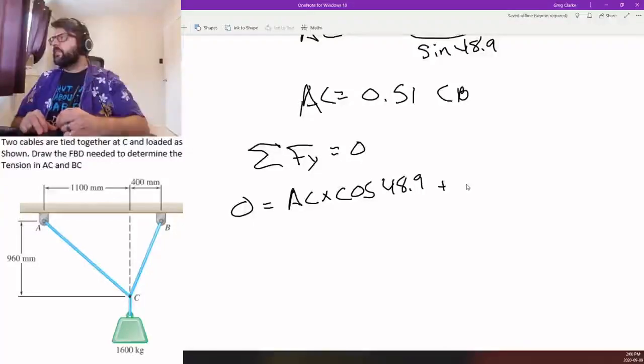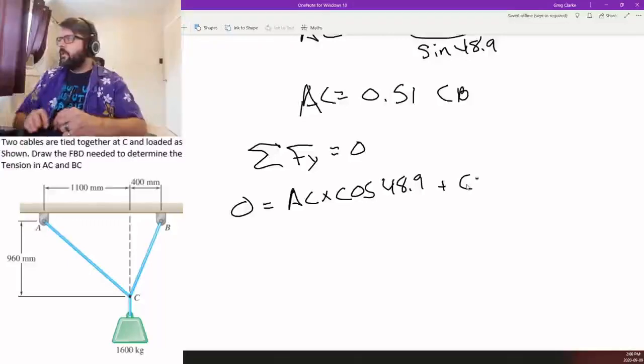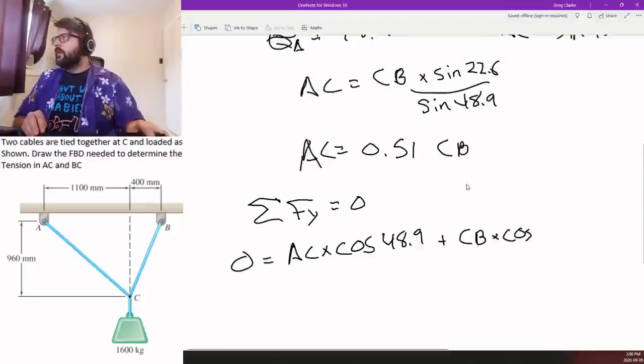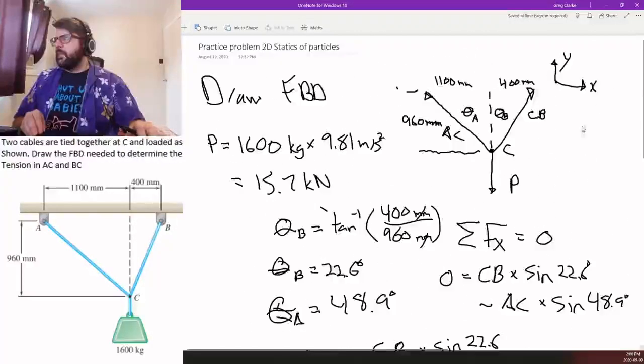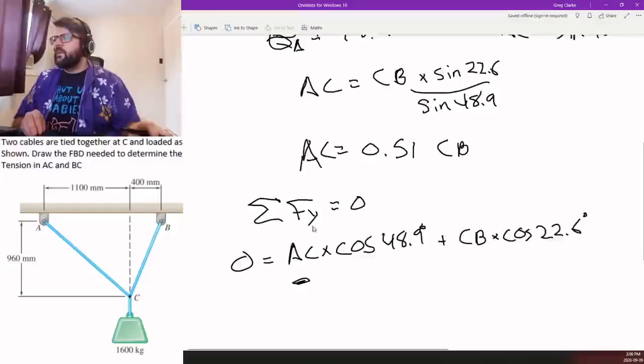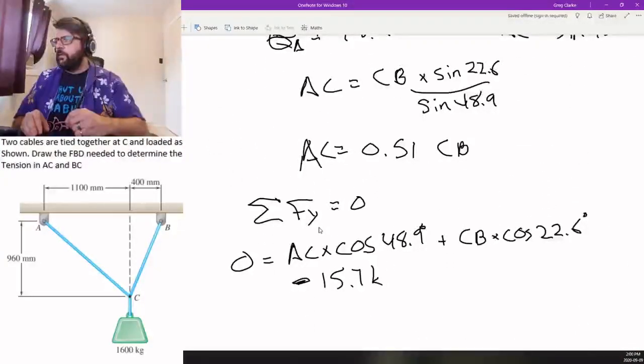So we're working with AC times cos of 48.9 plus, and again I'm adding plus because both of these are acting in the positive direction. They're both indicated as being in the positive direction, and they both actually are going to be in the positive direction. So plus CB times cosine of 22.6 degrees minus, again because this P here is acting in the negative direction, minus 15.7 kilonewtons.